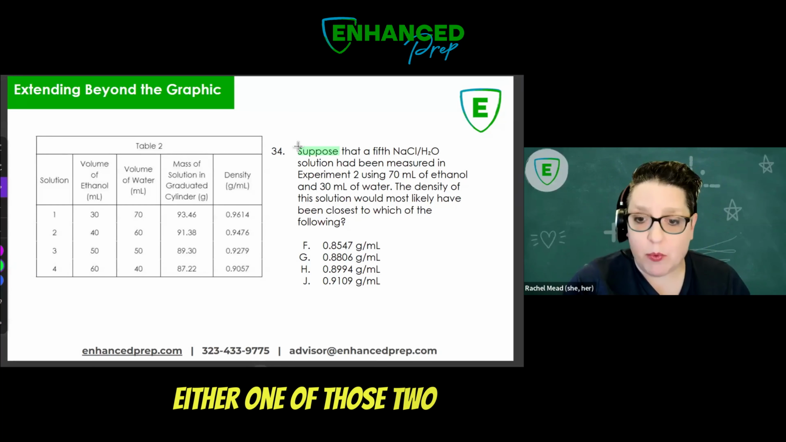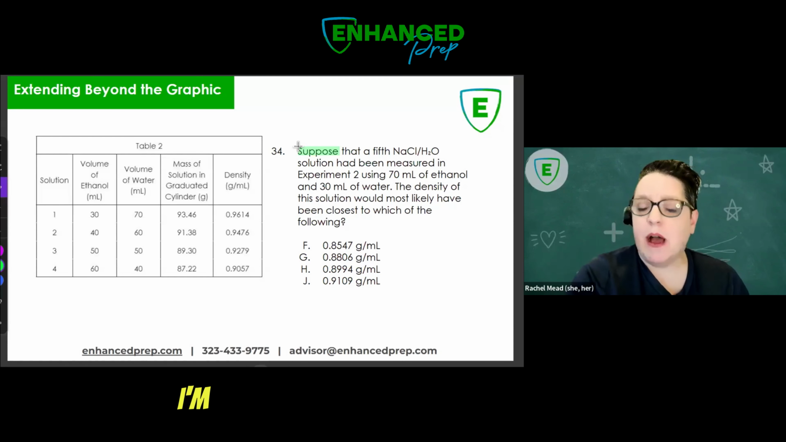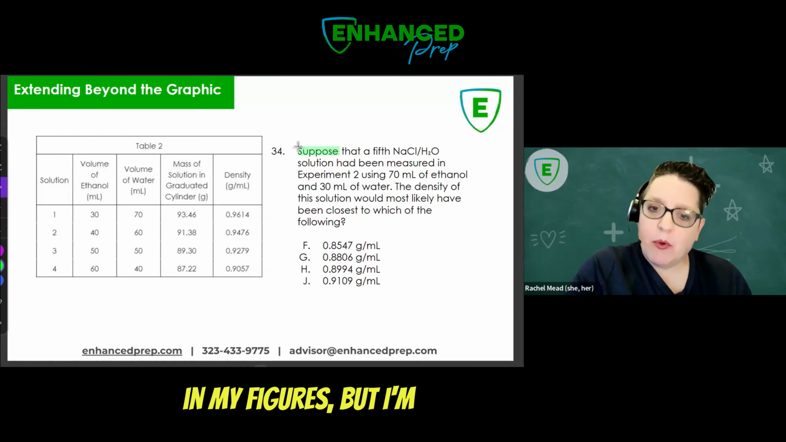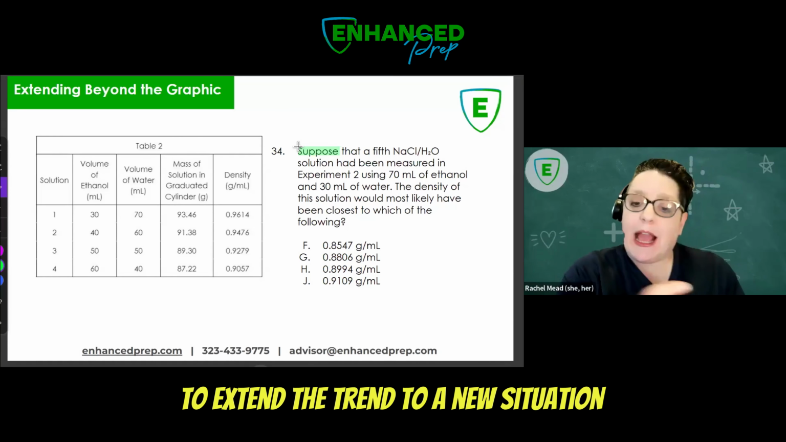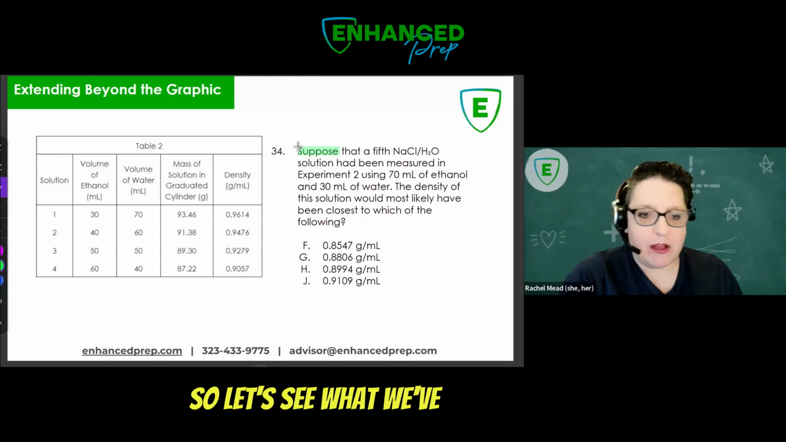Either one of those two words tells me, based upon what the test writers do, that I'm not going to find the exact answer in my figures, but I'm going to be able to extend the trend to a new situation and be able to figure out what my answer should be. So let's see what we've got going on here.